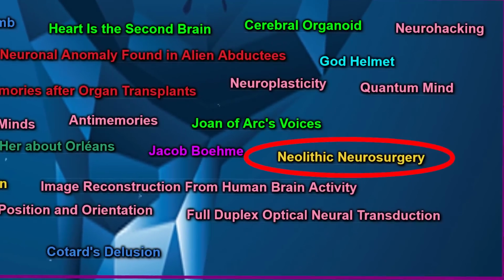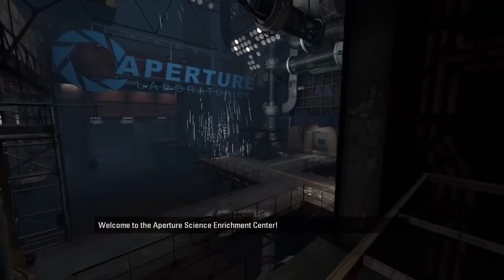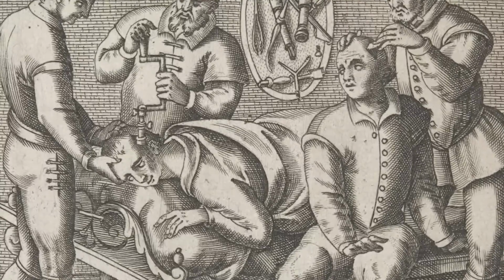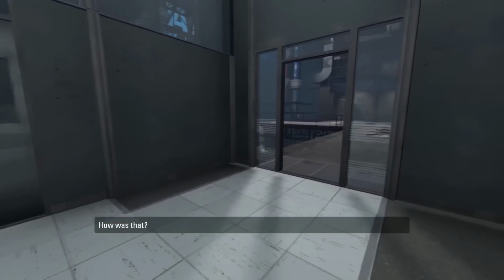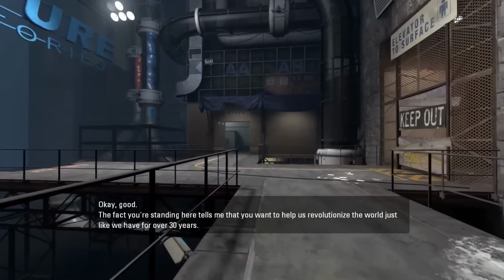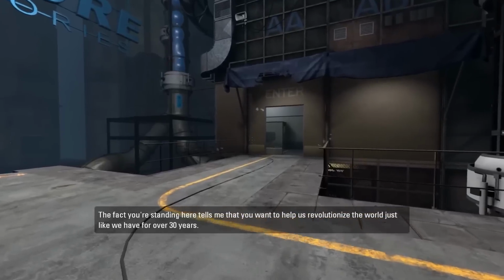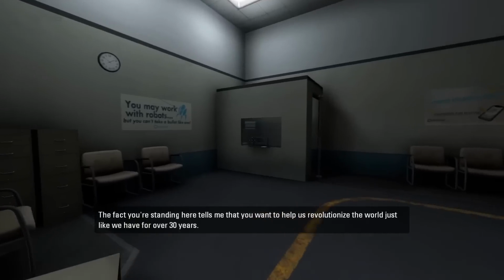Next up, we got Neolithic Neurosurgery. This one's gonna be a bit more, just funny. So this is exactly what it sounds like. People in the Stone Age performing surgeries on each other's skulls, and somehow they didn't just instantly die, at least not always. It's one of those historical facts that feels too wild to be true, but there's solid evidence that early humans were out here doing brain surgery thousands of years before modern medicine was even a concept.